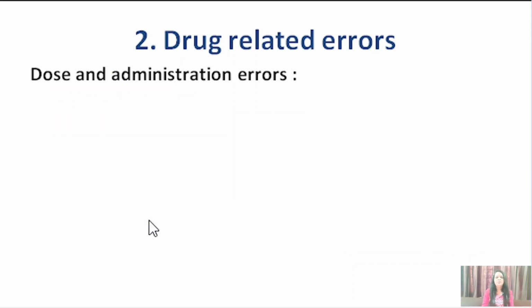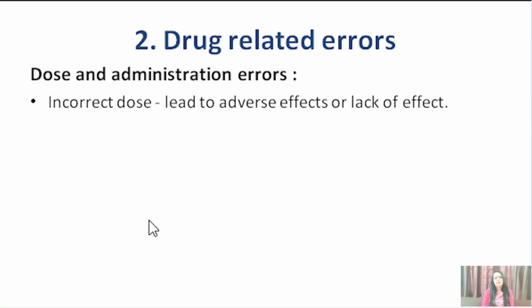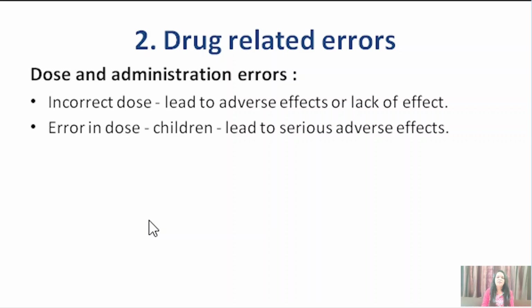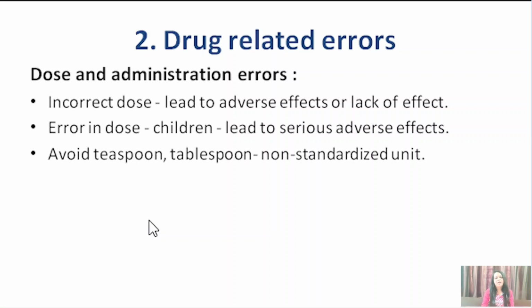Now coming to the dose and administration related errors. These include incorrect dose. If you write an incorrect dose, then it can lead to adverse drug reactions, or sometimes it can also result in lack of effect. In children, if there is an error in the dose, then it can lead to serious adverse effects in the child. So you have to be very careful when you are prescribing the drugs, particularly in the child and also in geriatric patients. Never ever prescribe with the help of a non-standardized unit, for example, teaspoon or tablespoon.